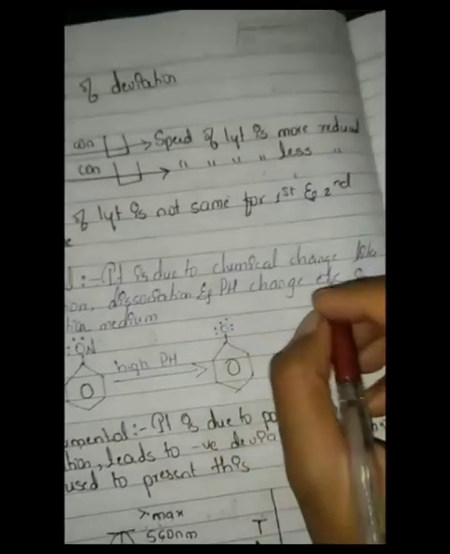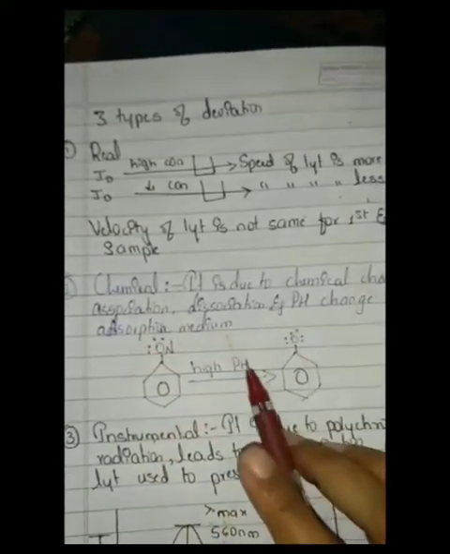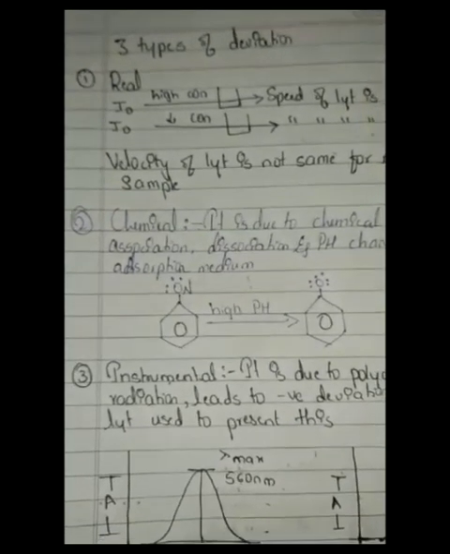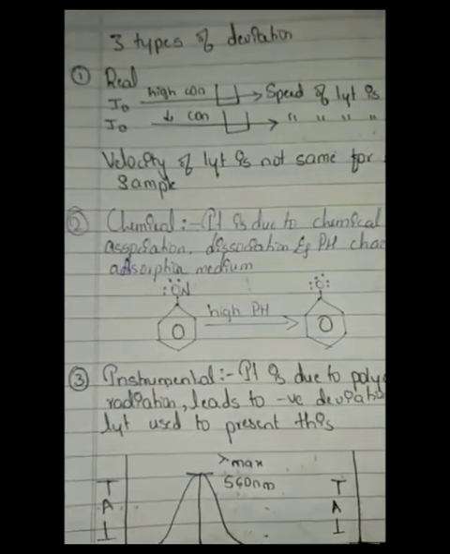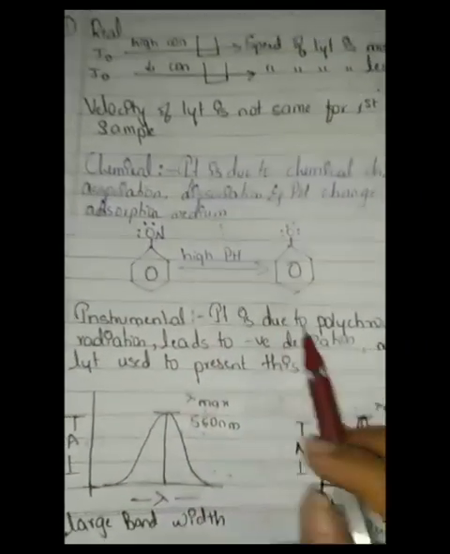Next comes our second deviation, which is the chemical deviation. It is due to chemical changes like association, dissociation, and pH change in the absorbing medium. This will be the equation of it, and you need to write it. This carries 2 marks, or in the examination they may ask you to explain real deviation, chemical deviation or instrumental deviation. Among these three they can ask any one for 2 marks, or they may ask directly for 5 marks: explain the deviations.